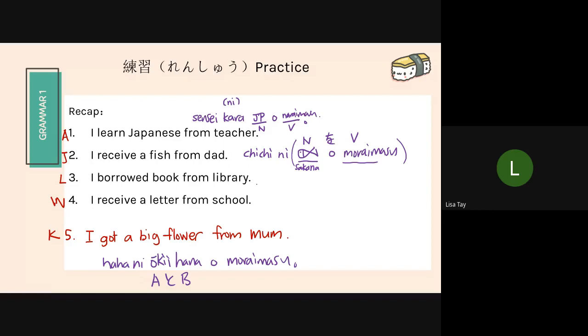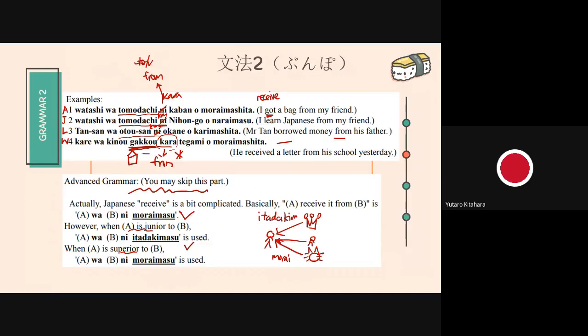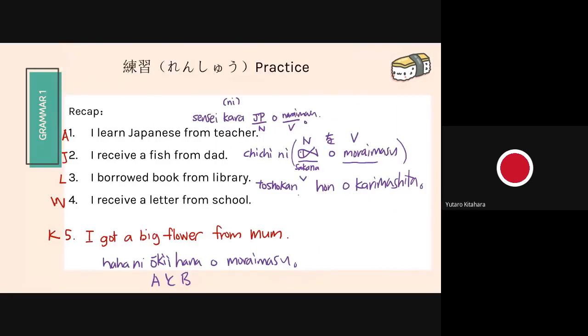Watashi wa toshokan ni hon o karimashita. Okay, very good. The noun, the verb correct, except for toshokan. What's after toshokan? If not ni, then we have to use kara. Yeah, if the source is a place, no choice. It is just what they say. You tell me ni, I can understand also, but grammatically, they don't allow. So, real life, don't worry. It's okay. But try not to. Toshokan kara hon o karimashita. Borrow book from library.